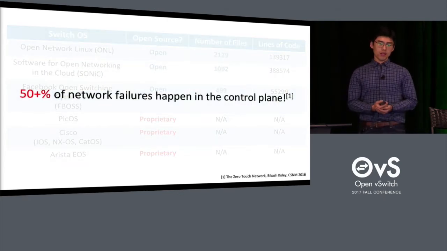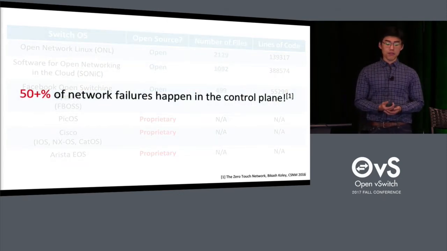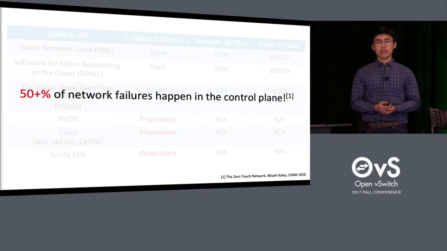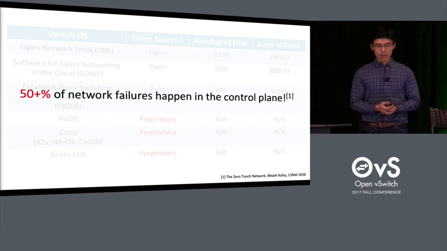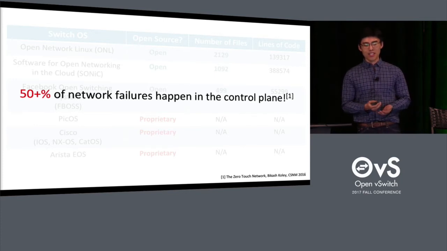And it has been published that 50% of network failures happen in the control plane. And as you can see why, because maintaining this huge set of software is not an easy task. And these companies have many people working on these Switch OSs.